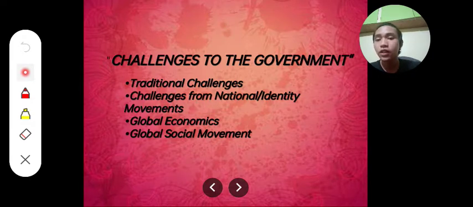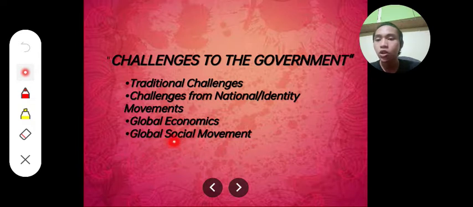Challenges from national identity movements. I guess the example of this is the LGBT communities and global economics. One of the challenges of the government here is global economics, because economics plays the most important role in the government because it involves money, and money gives power to the government. As we discussed earlier, the value of gold symbolizes how rich the country is.